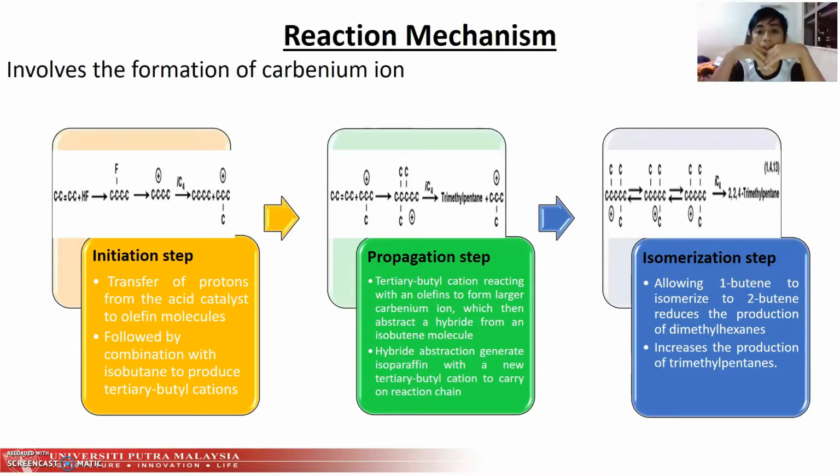The next step is the propagation step. The tertiary butyl cation will react with the olefin to produce a larger carbonium ion, which then abstracts a hydride from an isobutane molecule. The hydride abstraction generates an isoparaffin with a new tertiary butyl cation to carry on a new reaction chain. The last step is the isomerization step, allowing 1-butene to isomerize to 2-butene, which will reduce the production of dimethylhexane and thus increase the production of trimethylpentane.